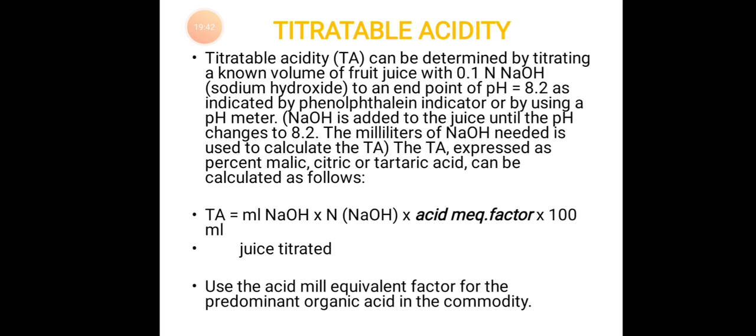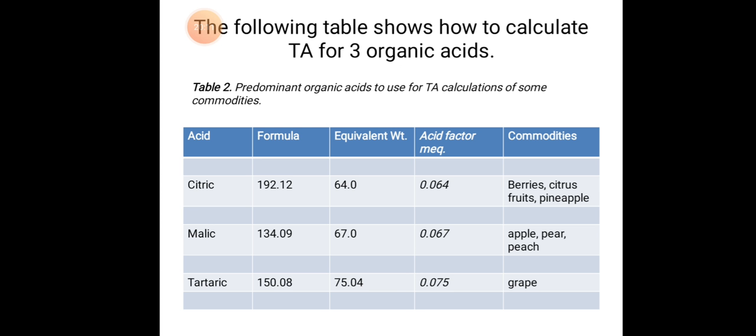The titratable acidity expressed as a percent malic, citric or tartaric acid can be calculated as follows. Titratable acidity equals ml NaOH times N NaOH times acid milliequivalent factor divided by ml juice titrated, times 100. Use the acid milliequivalent factor for the predominant organic acid in the commodity. The following table shows how to calculate the titratable acidity for three organic acids.